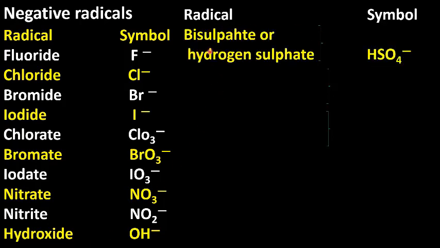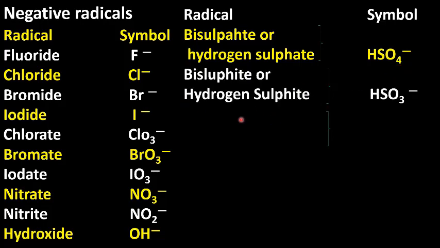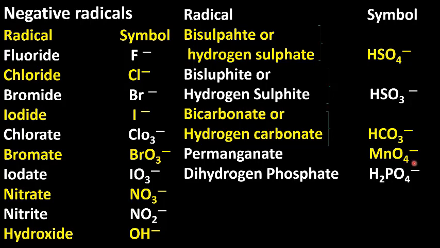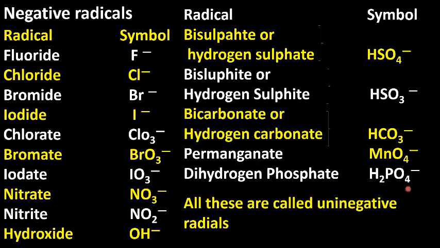More radicals. Bisulfate or hydrogen sulfate, HSO4 minus. It is a polyatomic anion with 6 atoms: 1 hydrogen atom, 1 sulfur atom, 4 oxygen atoms. Bisulfite or hydrogen sulfite, HSO3 minus, bicarbonate or hydrogen carbonate, HCO3 minus, that is 1 unit of negative charge. Permanganate, MnO4 minus, 1 manganese atom but 4 oxygen atoms with 1 unit of negative charge. Dihydrogen phosphate, H2PO4 minus, 2 hydrogen atoms, 1 phosphorus atom, 4 oxygen atoms with 1 unit of negative charge.